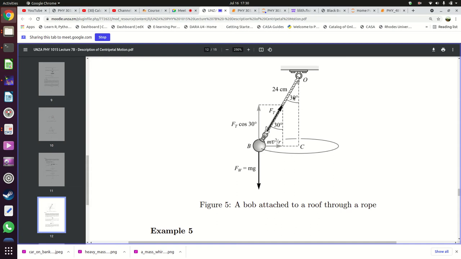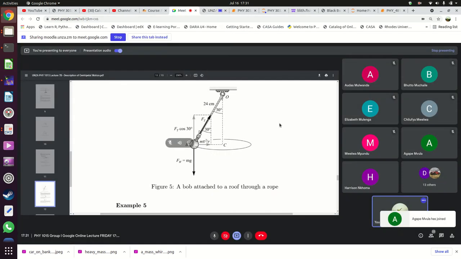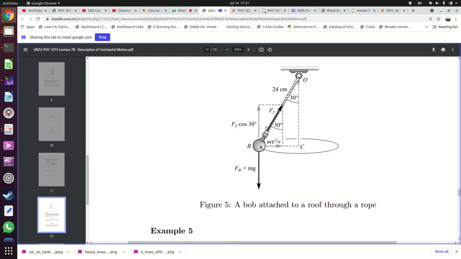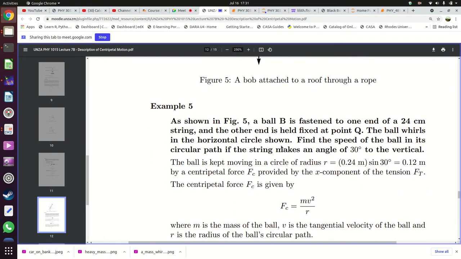It's not always the case that the X component is always going to have cos, and the Y component is always going to have sine. It's not always going to be that way. That decision of cos and sine depends on what angles you are using. So for the angle of 30 degrees, things change a bit. Are we clear? Yes, sir. Okay. So in our case, this FT sine 30 degrees is the one which is going to provide the centripetal force, the horizontal component of the tension.